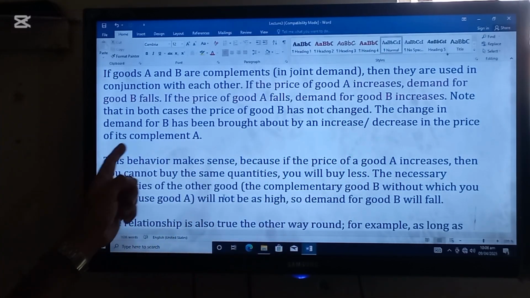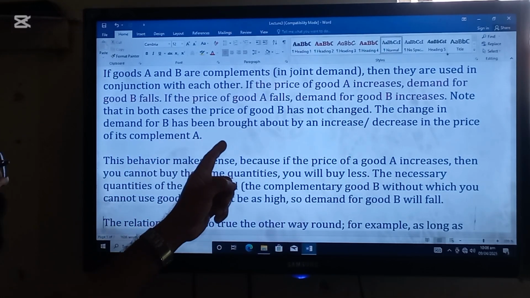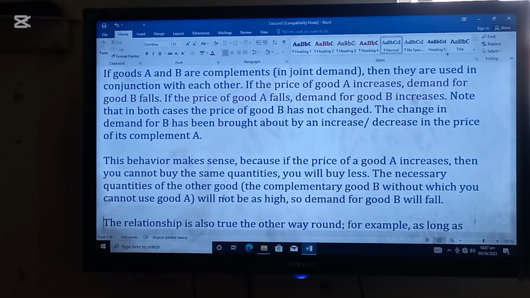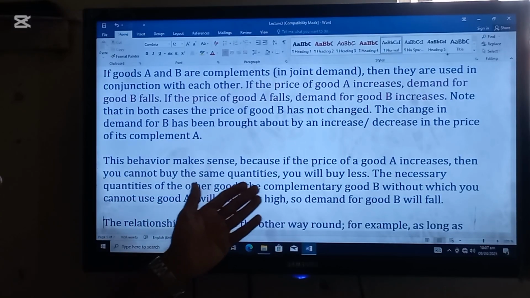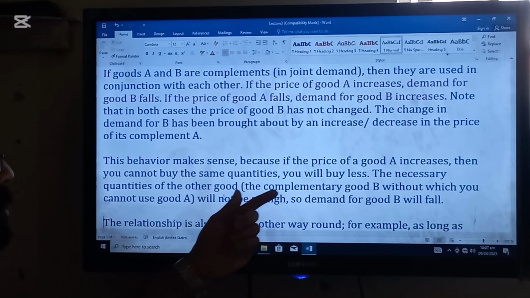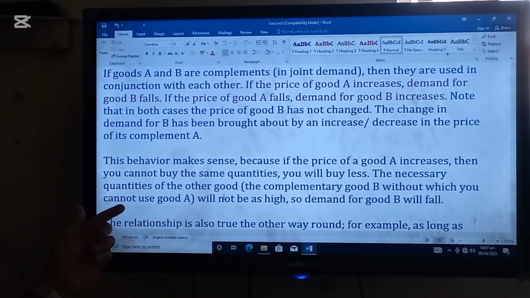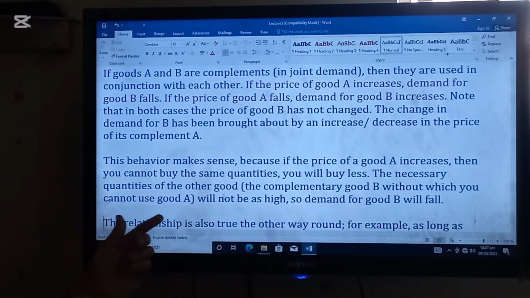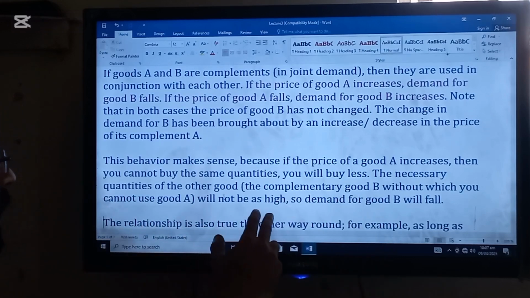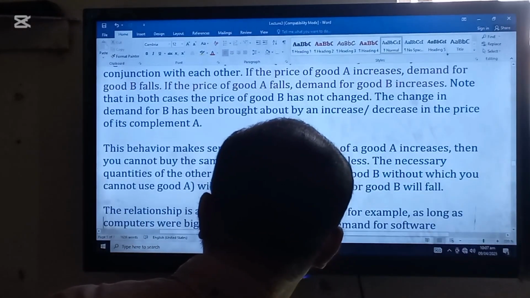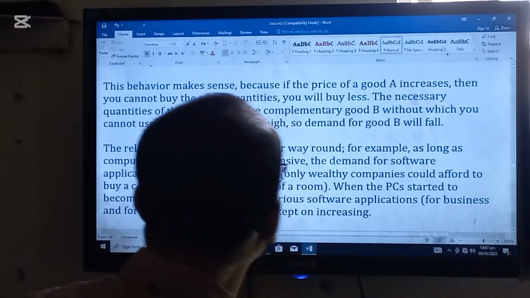The change in the demand for good B has been brought about by a change in the price of its complement A. This behavior makes sense because if the price of good A increases, then you cannot buy the same quantities, you will buy less of the necessary quantities of the other good, the complementary good B, without which you cannot use good A. So because they are necessary for each other, demand for good B will fall. The relationship is also true the other way around.